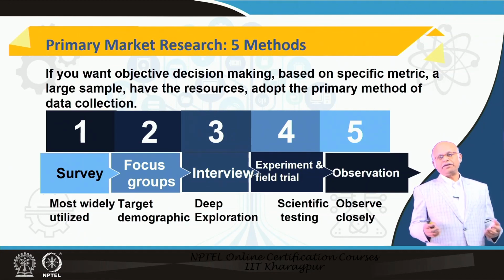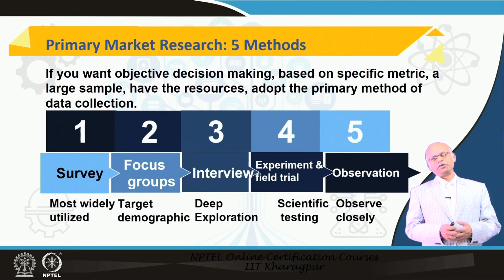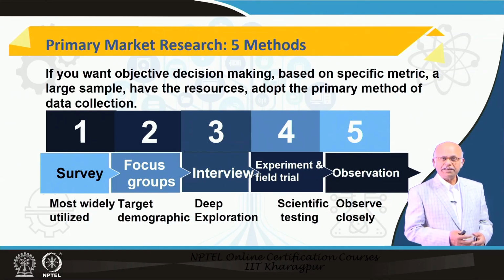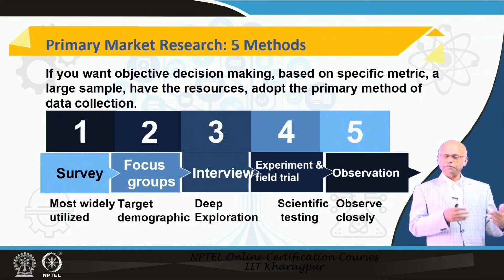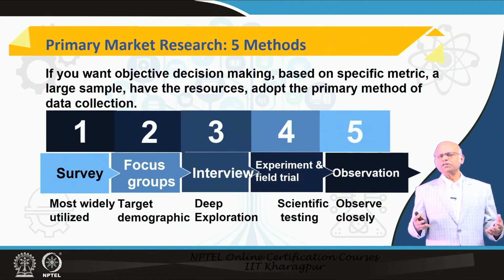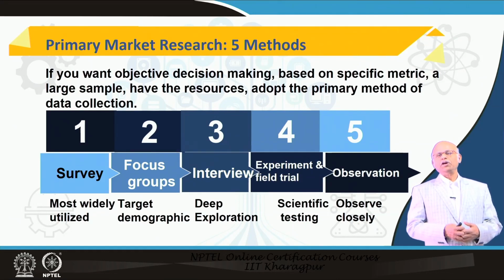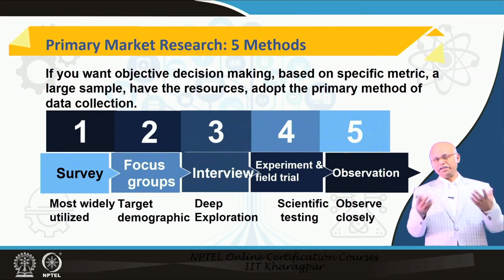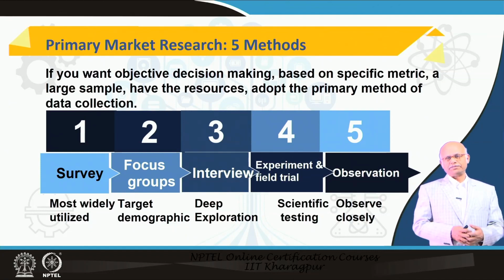Then experimental and field trial. Experimental means you put some stimulation into the market, either you reduce the price or increase the price, or you spend more money on advertisement and see what is the reaction to this higher advertisement expense. So, that is a kind of causal research. Another is observation. Observe closely, meaning you observe customers' buying behavior or their lifestyle also matters, meaning what kind of people are buying and why they are buying, you try to get to that.